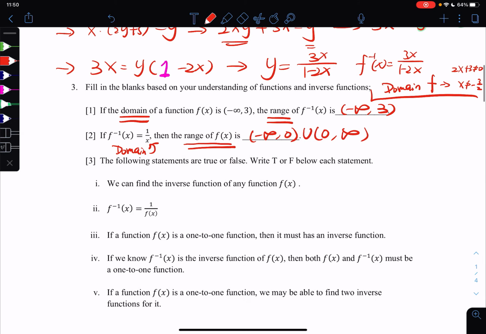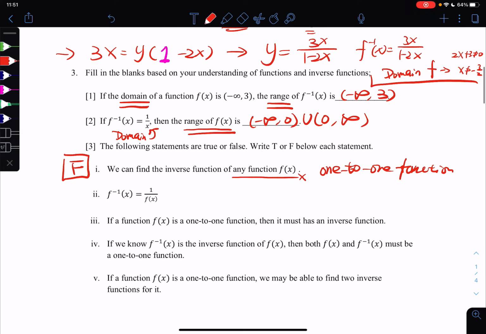The next problem: the following statements are true or false, T and F in front of each statement. We can find the inverse function of any function, which is not necessarily true. We can only find the inverse for every single one-to-one function. Therefore, this is a false statement. The next problem says f inverse of x is that, which is not true.